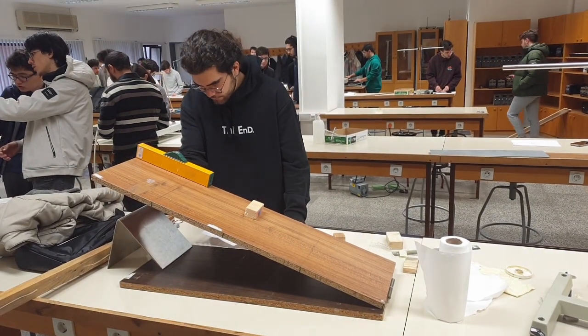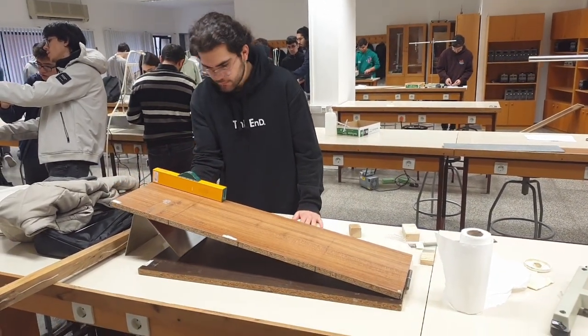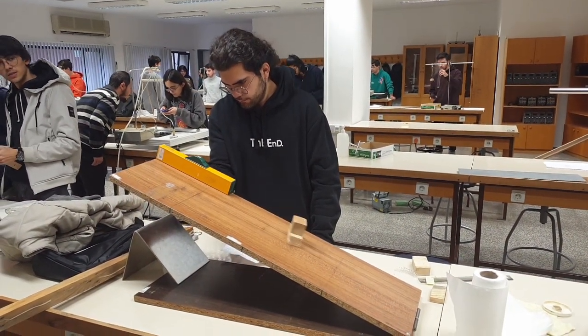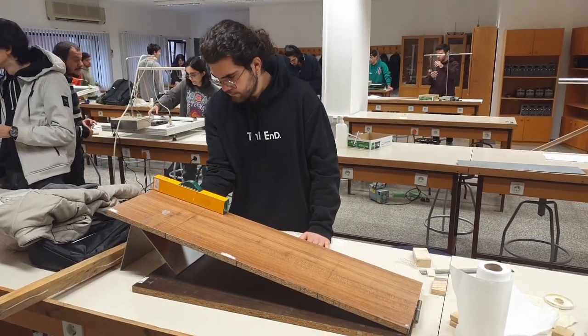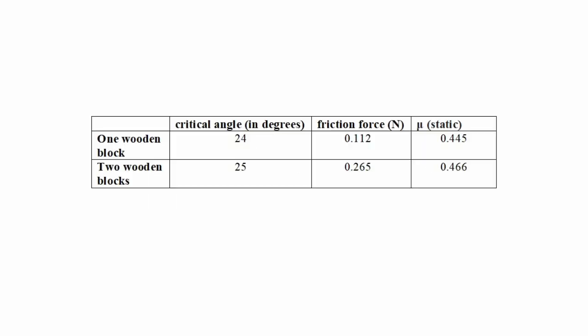Here I will find the critical angle for only one block. Now I will find the critical angle for two blocks. By looking at that table, you can see that the critical angle for both situations are similar to each other, and the static friction coefficient is nearly the same.